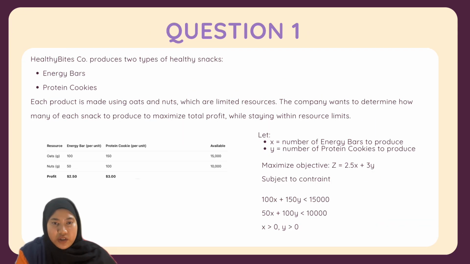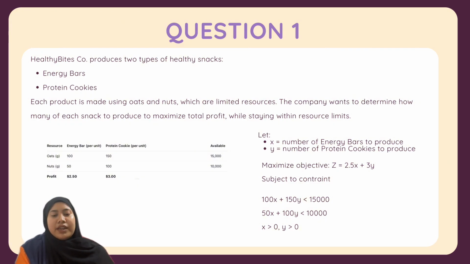Good day everyone, my name is Nurliana binti Muhammad Nurji. Today I will present a linear programming case study involving Healthy Bites, a company that produces two types of snack, which are energy bars and protein cookies. Each product uses two limited ingredients, which are oats and nuts. The company's goal is to determine how many units of each snack to produce in order to maximize total profit while staying within the given resource limit.